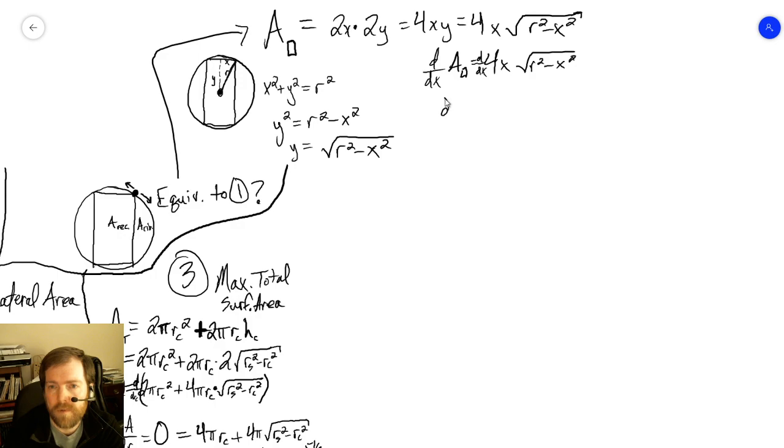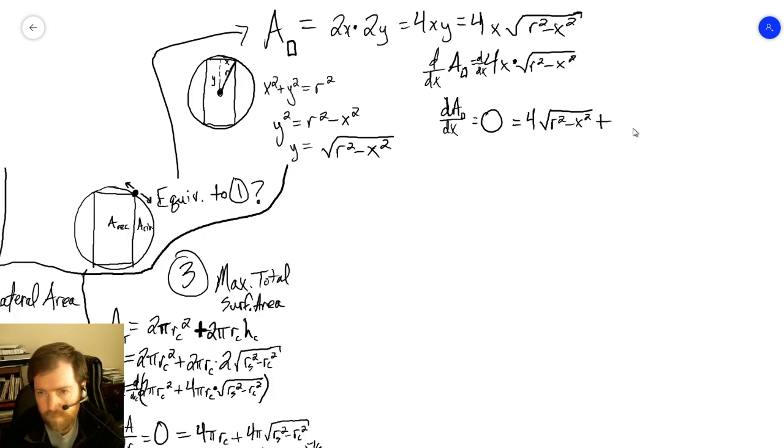Okay, here is going to be dx, which we want to be 0 for maximizing the area, is equal to, again here, this is going to be product rule between 4x, which is going to be just 4 square roots of r squared minus x squared, plus 4x times 1/2 r squared minus x squared raised to the negative 1/2 times a negative 2x.